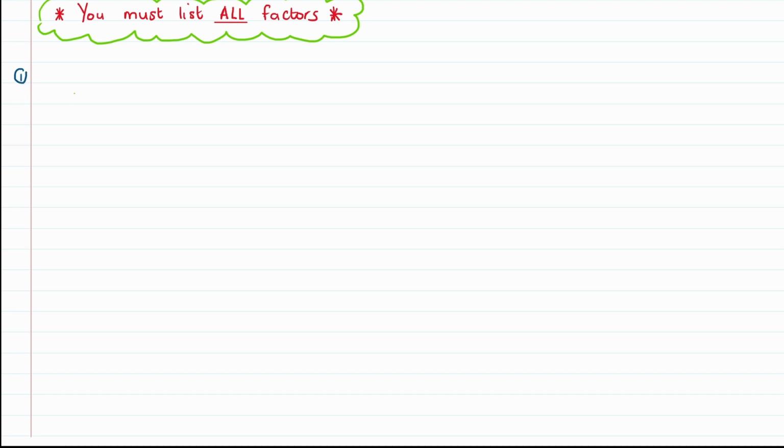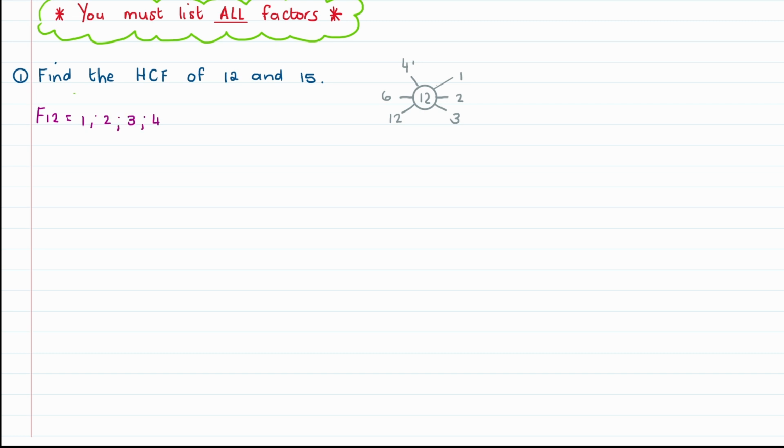Let's start with something easy. Find the highest common factor of 12 and 15. I'm going to begin by finding my factors of 12. 12 divided by 1 gives me 12. Divided by 2 gives me 6. Divided by 3 gives me 4. And divided by 4 I've already done. So those are my factors of 12. So I'm going to write down F12 equals and list all the factors.